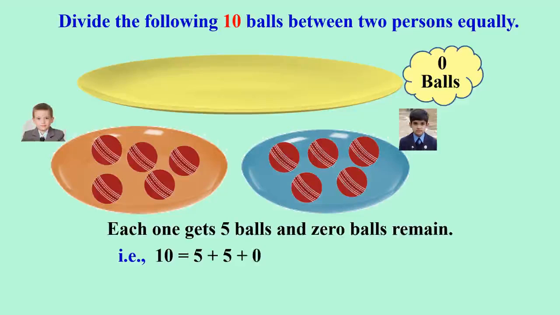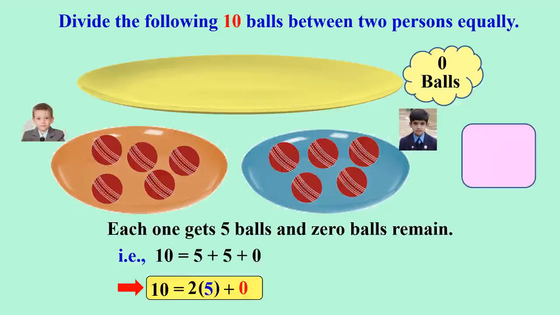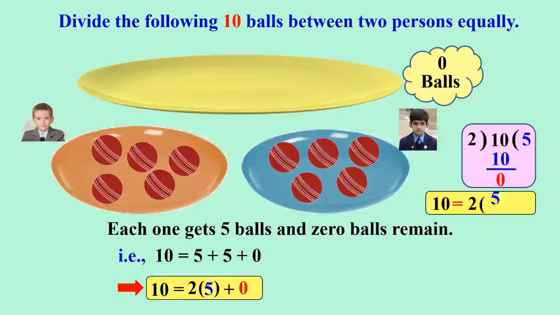That is 10 is equal to 5 plus 5 plus 0. Therefore, 10 is equal to 2 times 5 plus 0. 10 divided by 2. 2 fives are 10. 10 minus 10 is 0. This we can also write as 10 is equal to 2 times 5 plus 0. In both cases, 10 is equal to 2 times 5 plus 0, where 0 is the remainder.